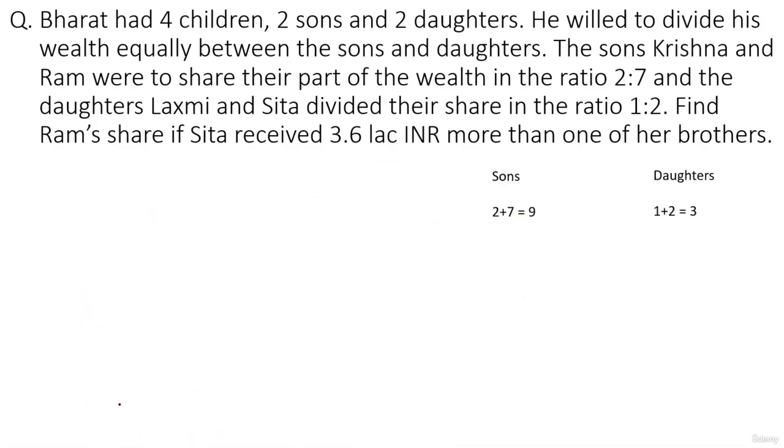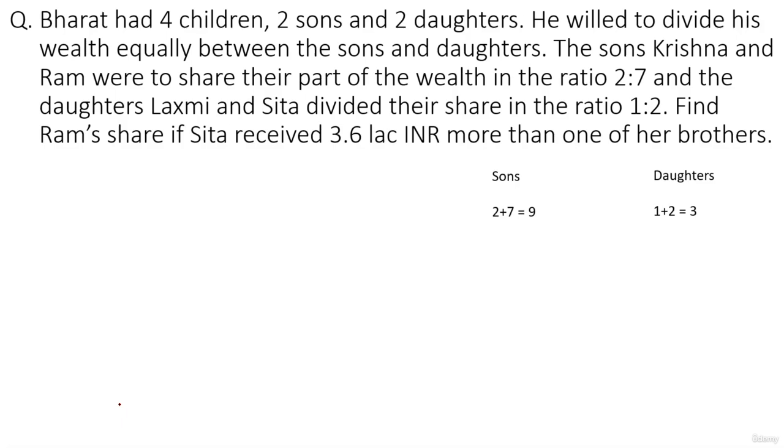Okay. See, the total wealth divided between the sons and daughters, right? The sons and daughters, okay, that is going to be equal, right? So if you observe the ratios, the sons are getting the wealth in the ratio 2:7. Daughters are getting the wealth in the ratio 1:2. Sons का total कितना हो जाएगा? 2 plus 7 being equal to 9. Daughters का total कितना हो जाएगा? 1 plus 2 is equal to 3.